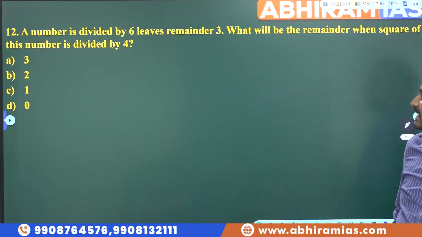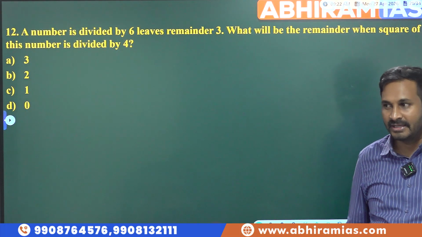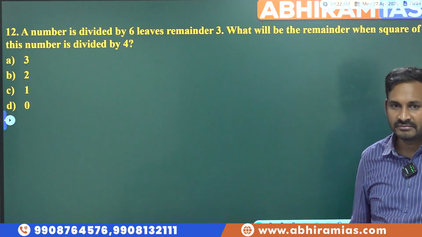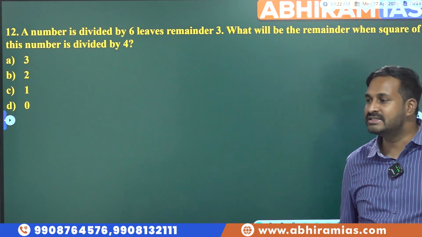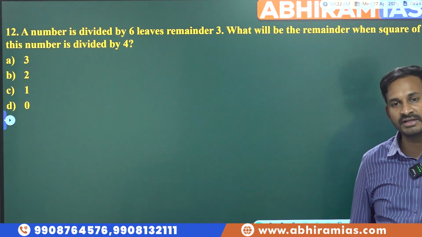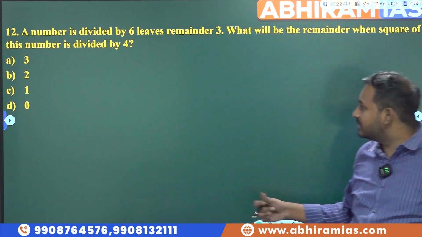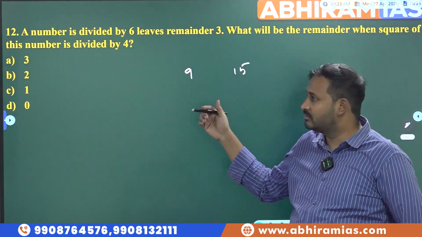ఏ నెంబర్ ఈజ్ డివైడెడ్ బై 6 లీవ్స్ రిమైండర్ 3. ఏం అజ్యూమ్ చేసుకోవచ్చు అండి మీరు ఆ నెంబర్ని? ఇన్ జనరల్గా విత్ అజంప్షన్ పోతే 9 తీసుకోవచ్చా? 9ని నేను 6తో డివైడ్ చేస్తే రిమైండర్ ఏమొస్తుంది? 3. నెక్స్ట్ ఏం తీసుకోవచ్చు? 15. సో ఒక 2-3 ఇట్లా ర్యాండమ్గా తీసుకోండి. 9, 15. సరే 2 చాలు, నో నీడ్.